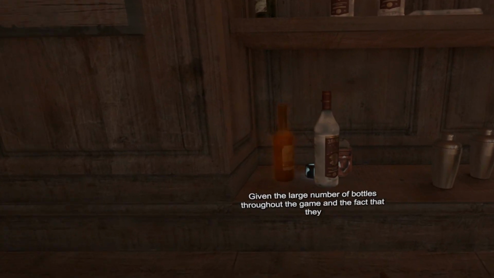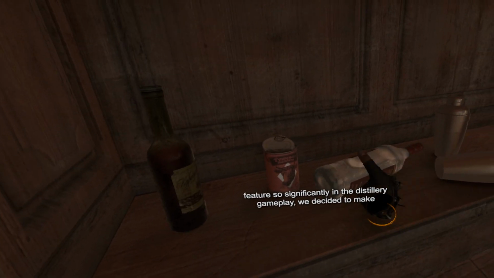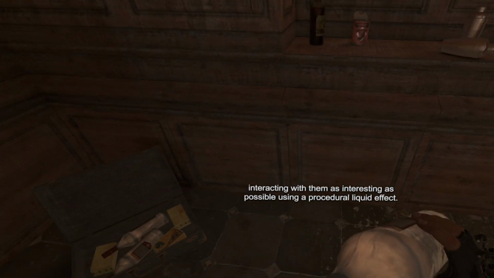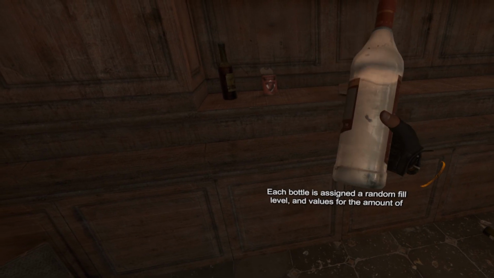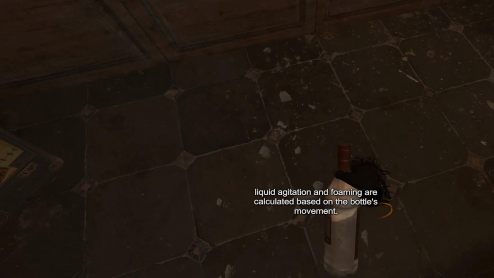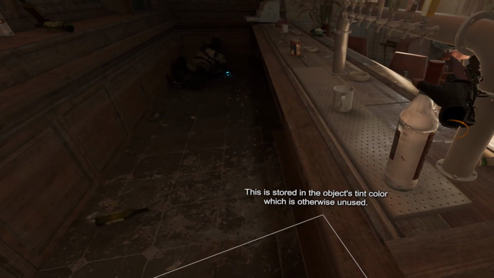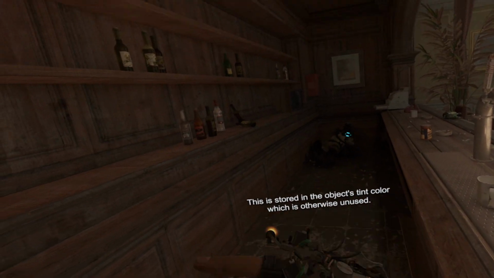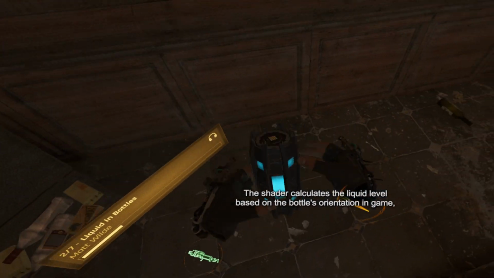Given the large number of bottles throughout the game, and the fact that they feature so significantly in the distillery gameplay, we decided to make interacting with them as interesting as possible using a procedural liquid effect. Each bottle is assigned a random fill level, and values for the amount of liquid agitation and foaming are calculated based on the bottle's movement. This is stored in the object's tint colour, which is otherwise unused. The shader calculates the liquid level based on the bottle's orientation in-game.